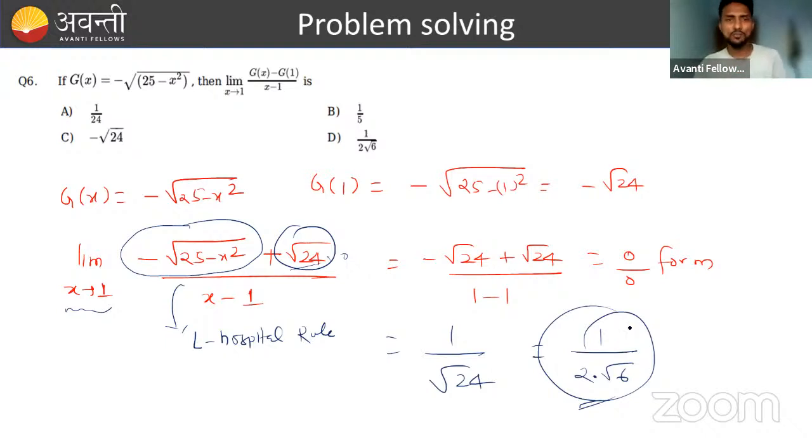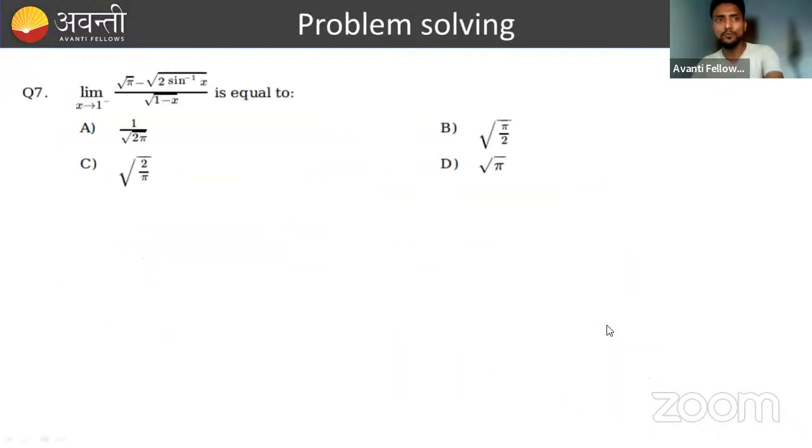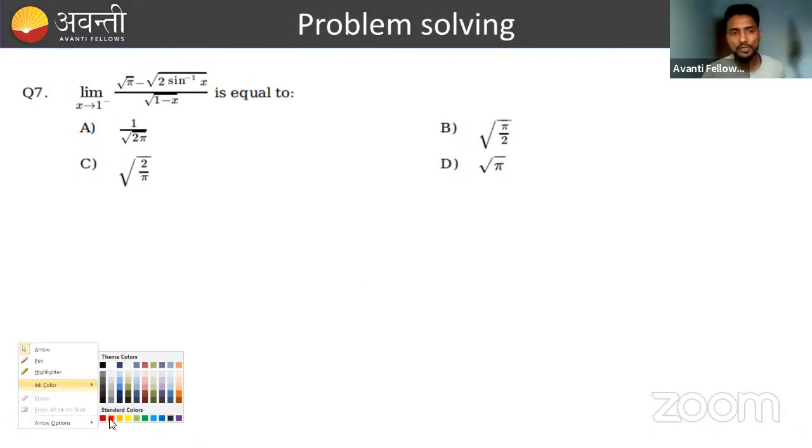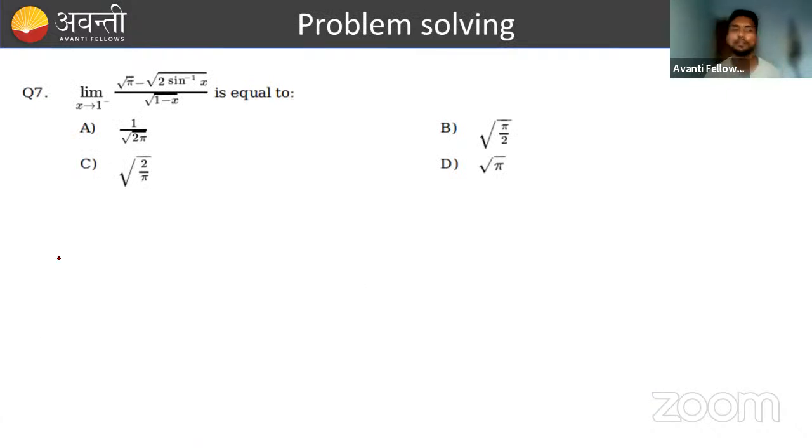Okay, so I hope this is also clear. We will move to the next question. Here also you can use L'Hospital's rule only. Put x tending to 1 minus h, and after that you will get the same thing. Like this, limit x tending to 1 minus. So I am putting 1 minus h, and h tending to 0.